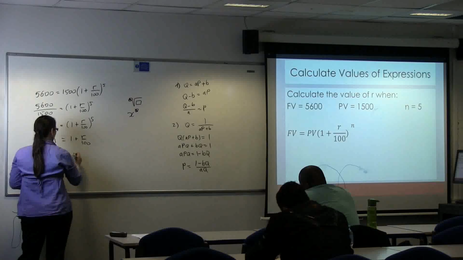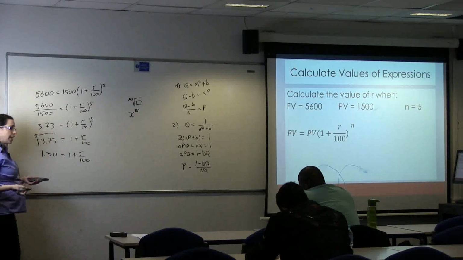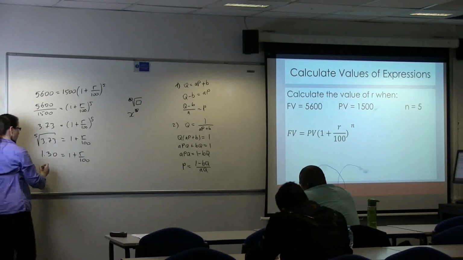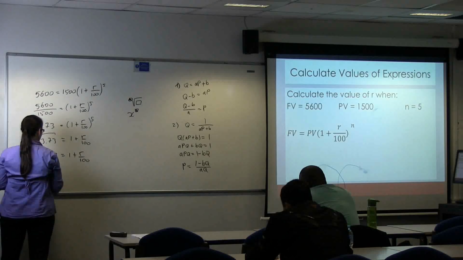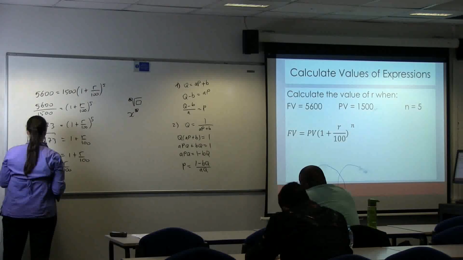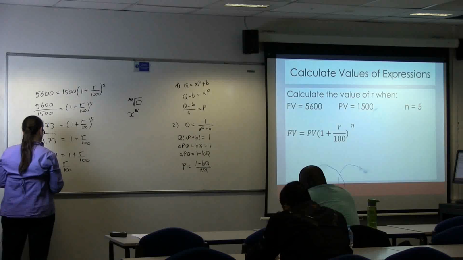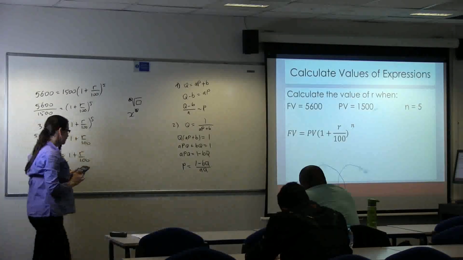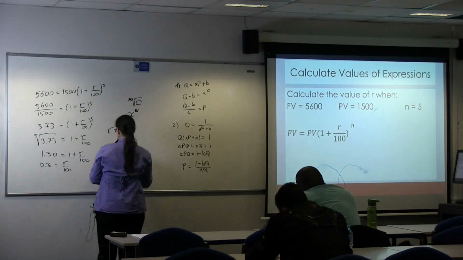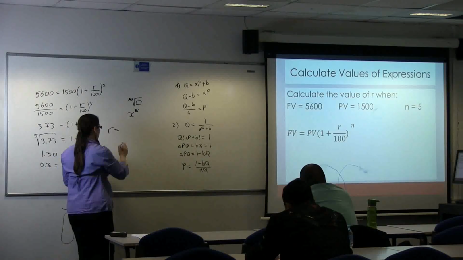And that is equal to 1 plus r over 100. What do I need to do next? I need to take away 1. So then I end up with 0.3. That is r over 100. And then, to get to r itself, I need to multiply by 100. And that 0.3 times 100 is 30.